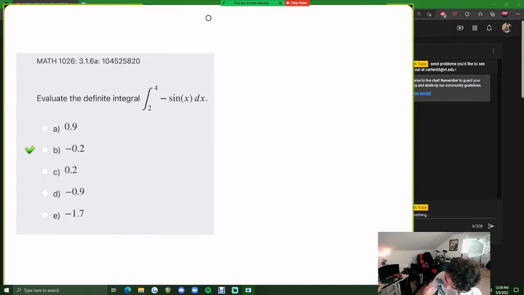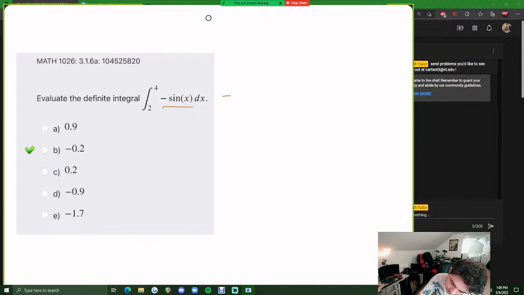Pretty solid place to start. I think we've about covered this already, but let's do it real quick. We're taking the integral of negative sine from 2 to 4. So in geometric terms, we were finding the area under the curve of negative sine from 2 to 4, but the goal here really is just to find the antiderivative of negative sine, and then plug in 4, and then plug in 2, and then subtract the 2.